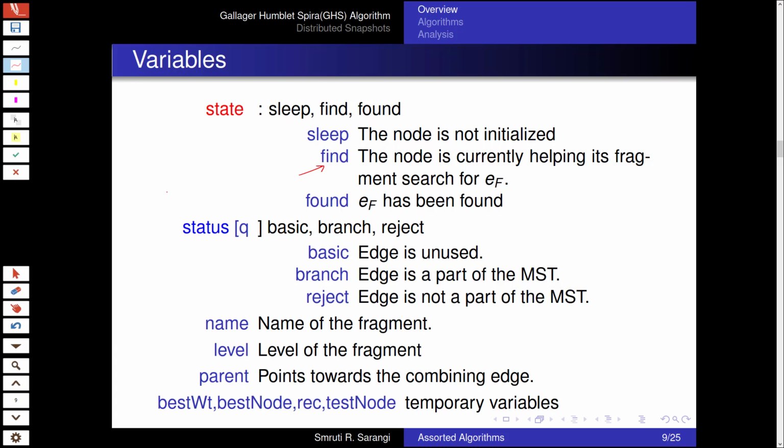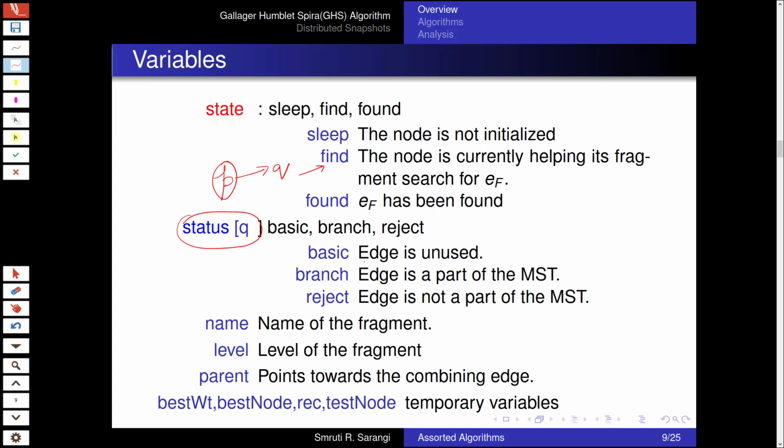Alright. So here also I am P and the other node is Q. Every node maintains an array called status Q. Status Q is basically the status of the edge from P to Q, where I am P and other nodes are Q. So for every Q which is my neighbor, I'll have a status array with a Qth entry. It will have three values: basic, branch and reject.